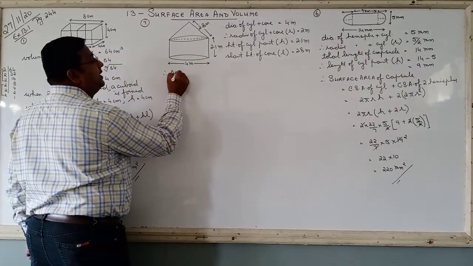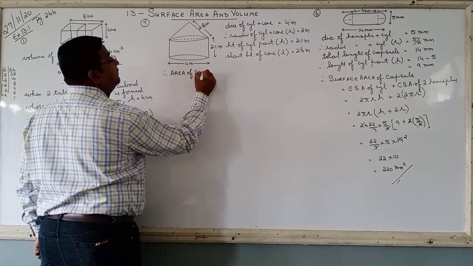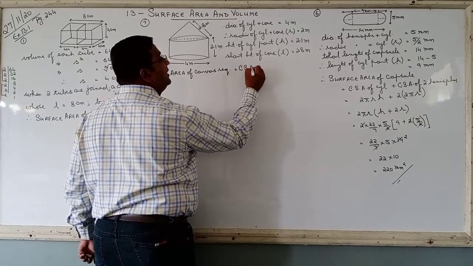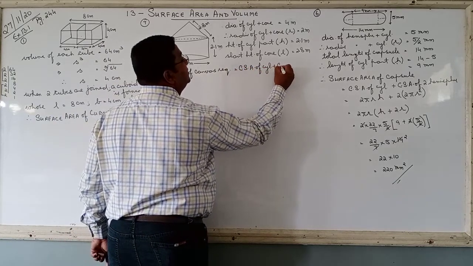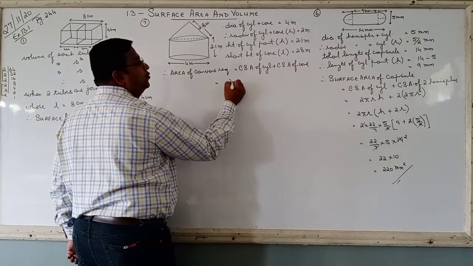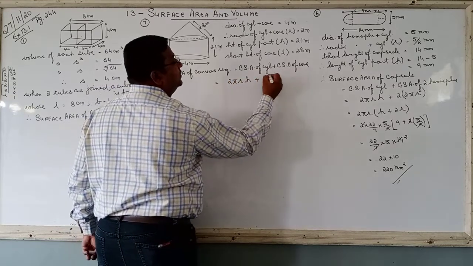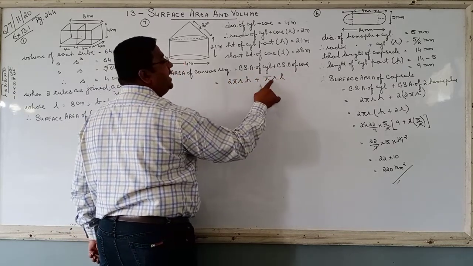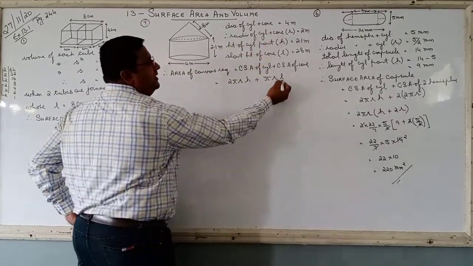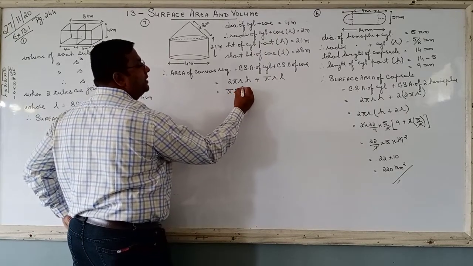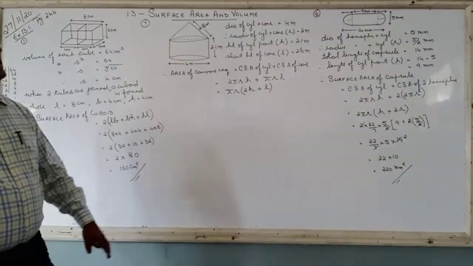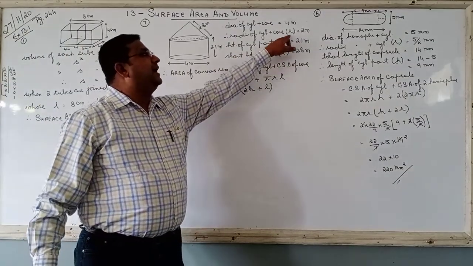So therefore, area of canvas required is equals to curved surface area of cylinder plus curved surface area of cone. Curved surface area of cylinder 2 pi r h. Curved surface area of cone pi r l. Again r and r symbol is same because the radius is same for cylinder and cone. Take common. Pi is common, r is common. What is left? 2 into h plus l. Do you have all the quantities? Everything is there. H, l and r.